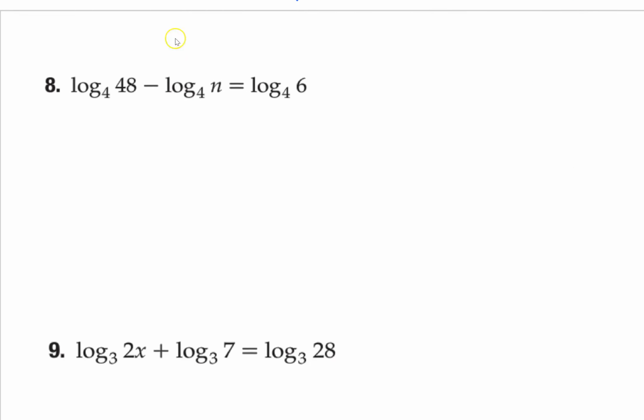So a few more to make sure we really got this. Again, I've got to condense. I can't do anything there. That's the lowest it goes. On this, I condense it. A minus means divide. So log base 4. Remember, the negative is the one that goes on the bottom. So 48 over n equals log base 4 of 6. You take the same base of both sides. That's how we solve a log problem.